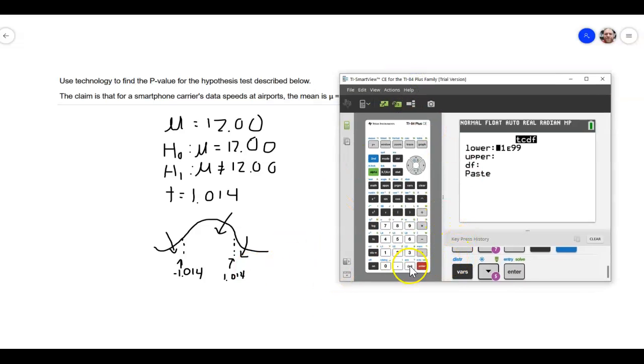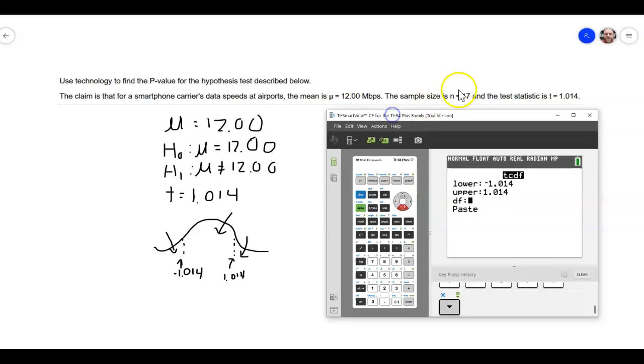Remember, if I'm using negative infinity, I can just use negative 9999 because the area beyond that is so incredibly small it's insignificant. The same thing for positive infinity: I can just use 9999. But here I'm going to go from negative 1.014, and don't forget to use the negative key, not the minus key. My upper limit is going to be 1.014. My degrees of freedom is 1 less than my sample size. My sample size is 17, so my degrees of freedom is 16.